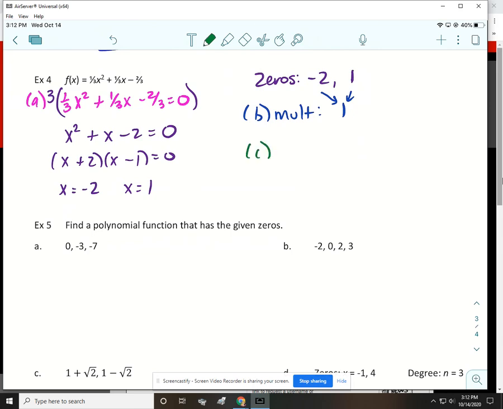All right, and then C, our possible number of turning points is 1 less than the degree. This one has a degree of 2, so there's 1 possible turning point.